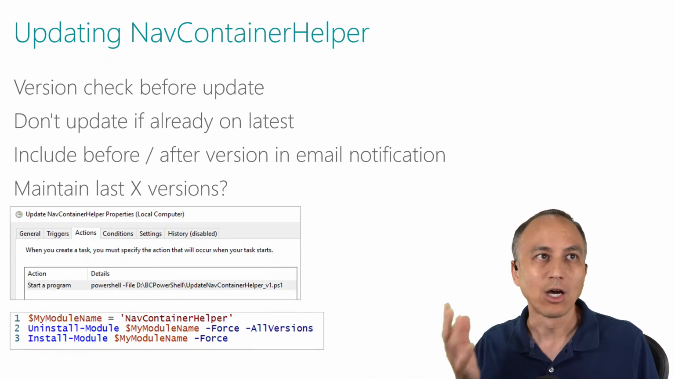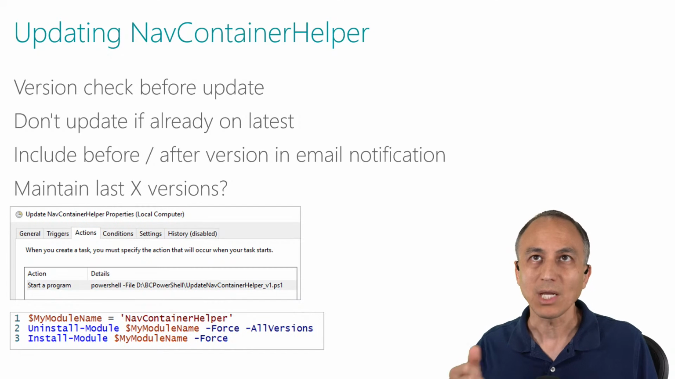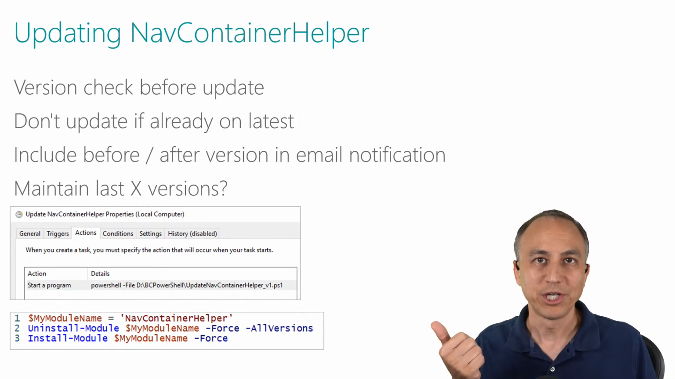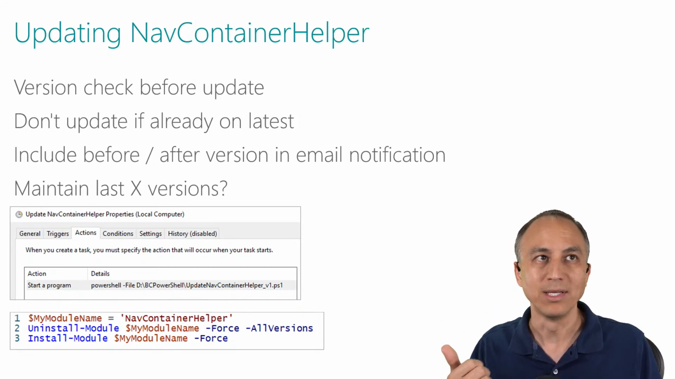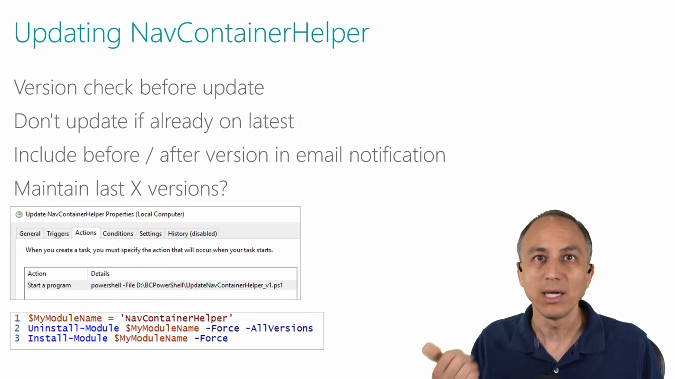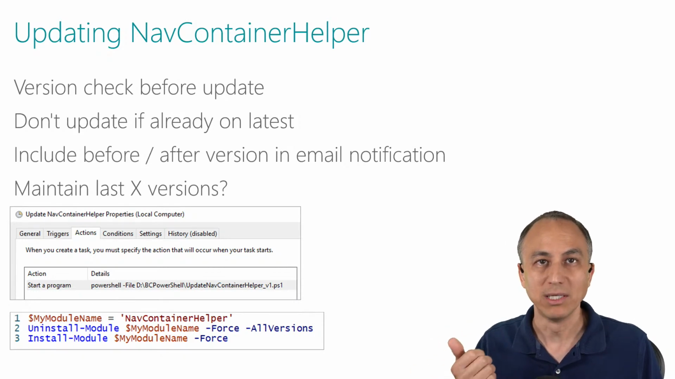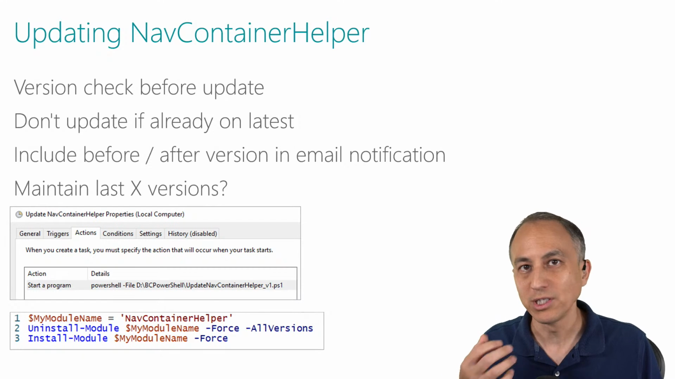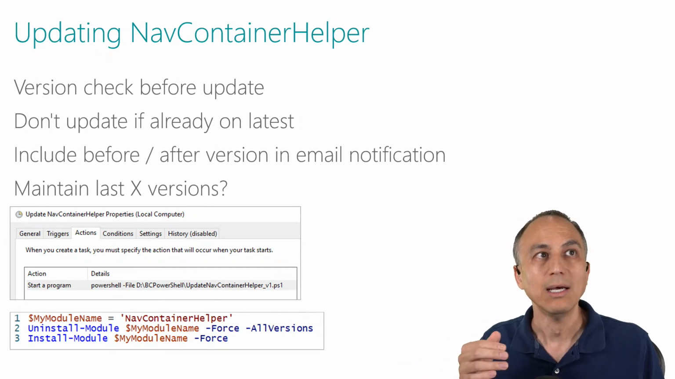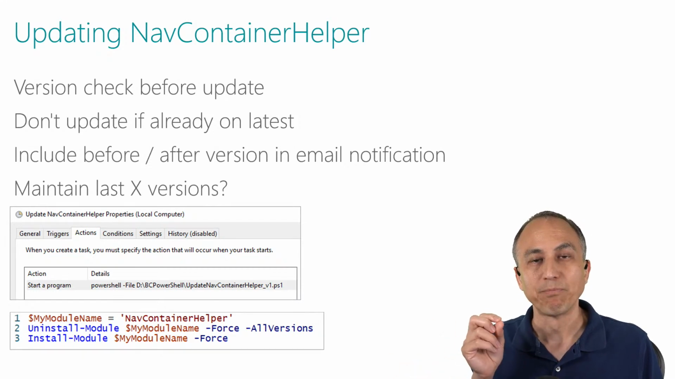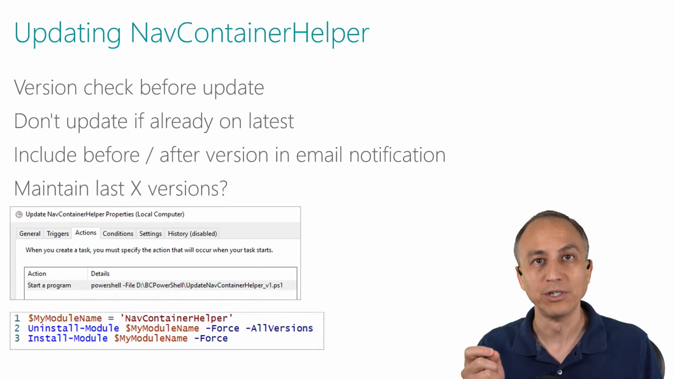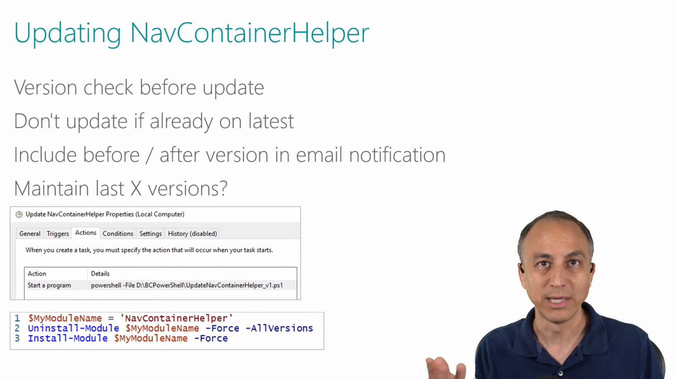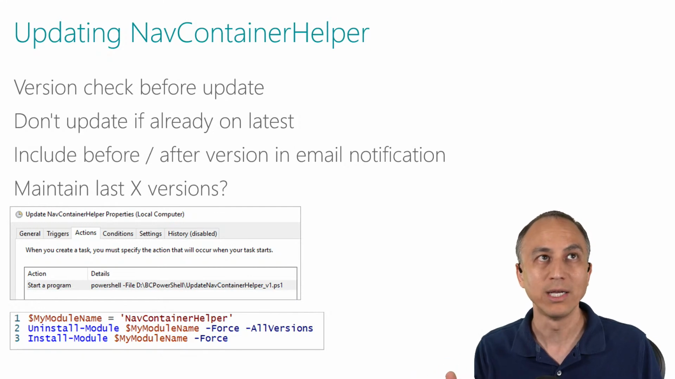So that's the concept behind this. So maybe I'll do a version check before I run the update. And if it's already on the latest version, then just leave it. And if I have multiple versions, then clean those old ones out. And then if it does update, include the old version and the new version in the email notification that gets sent off automatically, just so I know that the version changed from 19 to 20, etc.